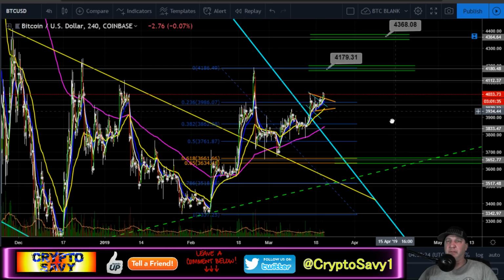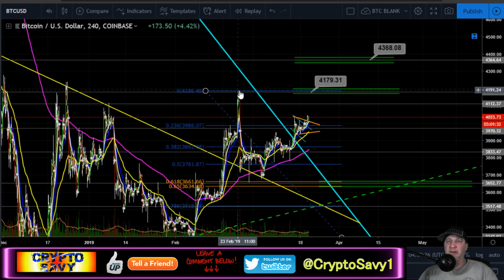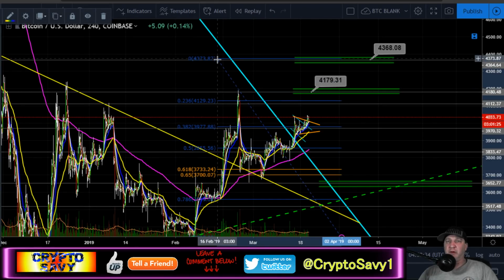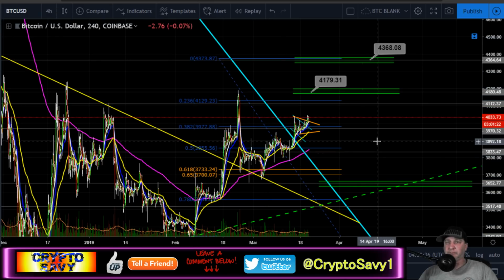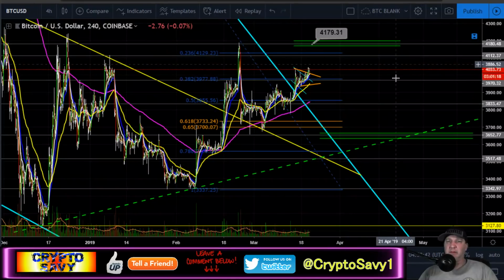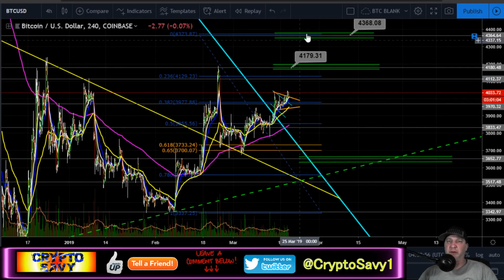Now, if we were to go up and go to this next target at the 4350 range, then that raises, sorry guys, then that looks like, if we went down to the 50%, would be the 3850 range for our correction off of this, and then back up.